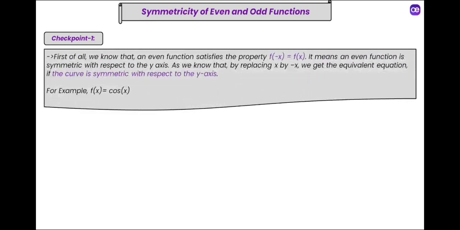First of all, we know that an even function satisfies the property f of minus x is equal to f of x. It means an even function is symmetric with respect to the y-axis. As we know, by replacing x by minus x, we get the equivalent equation if the curve is symmetric with respect to the y-axis.